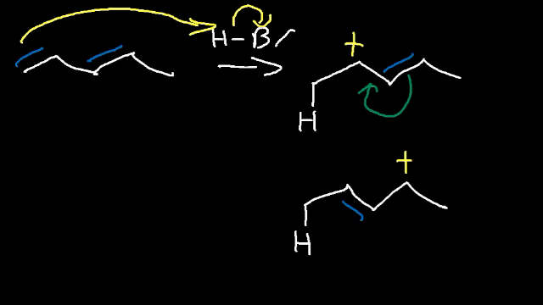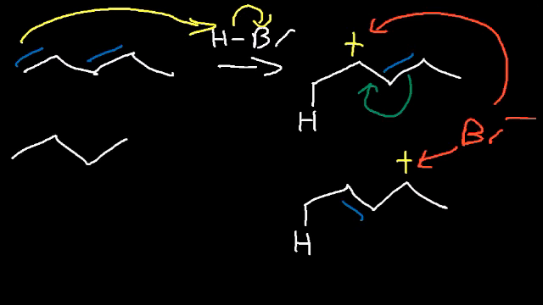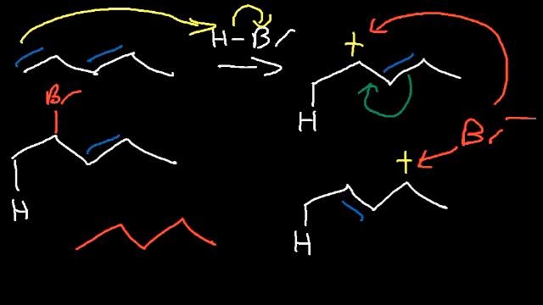And then at this point, the bromide ion could attack this carbocation, or it could attack the other one. And so that's how we're going to get the other two products. And that's it.